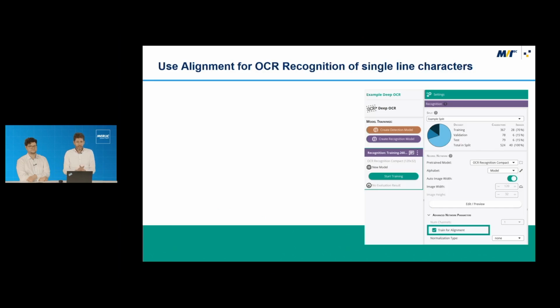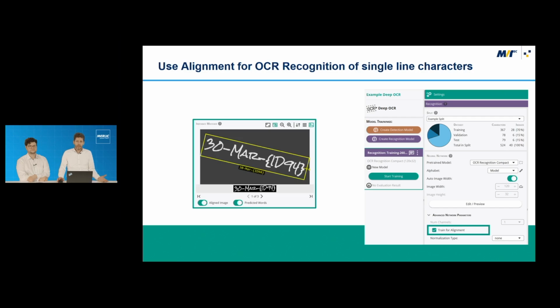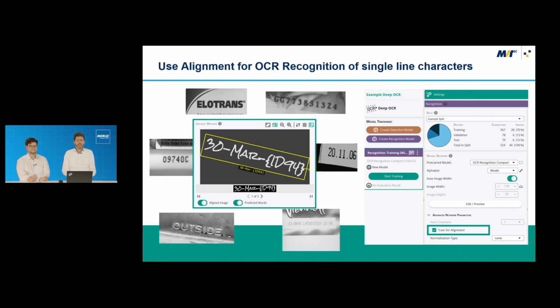And when can I use this alignment? The alignment can be activated during training, as you can see on the right side. It only works for single-line phrases or roughly cropped images. However, the text can be rotated. And here are some examples of text where alignment can be used.